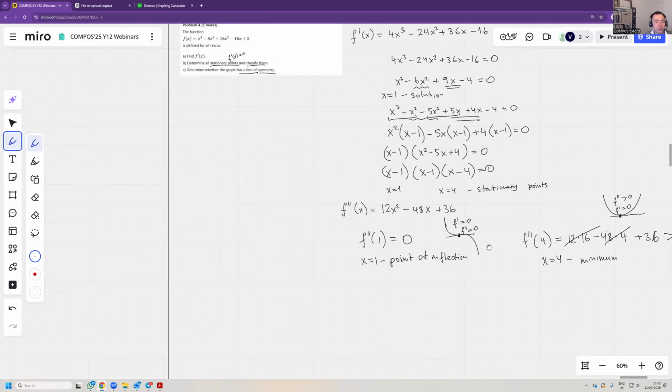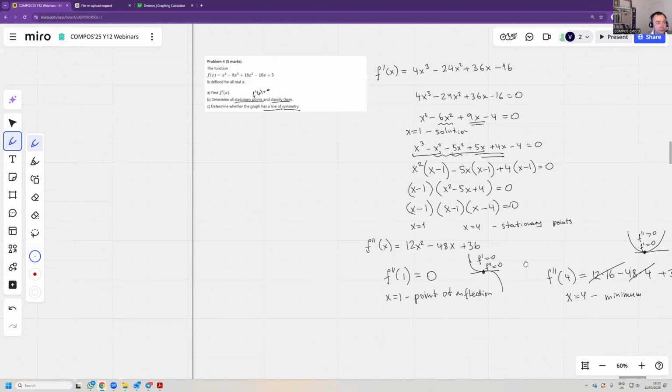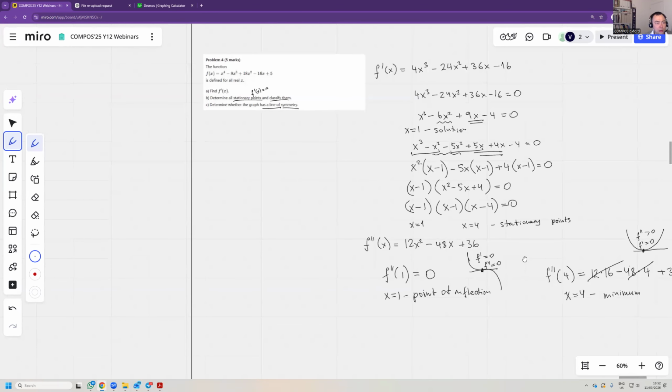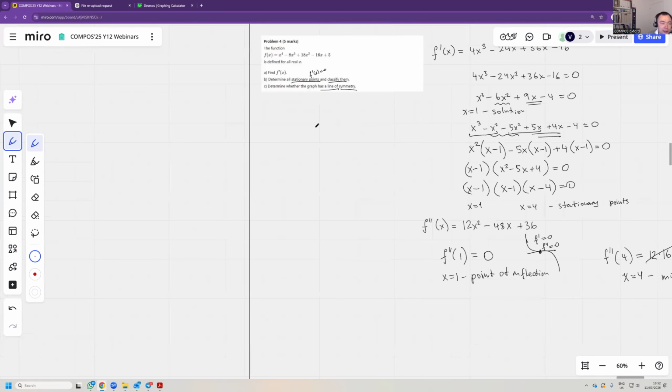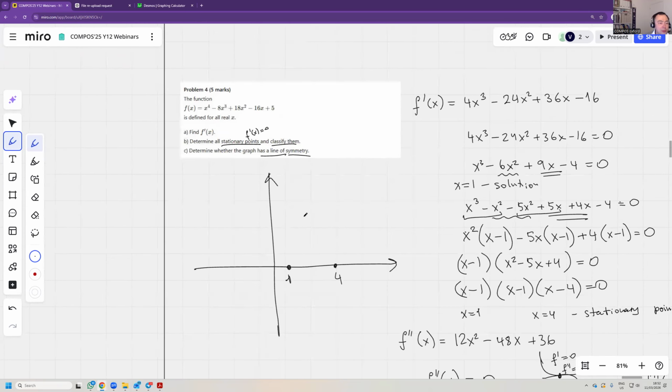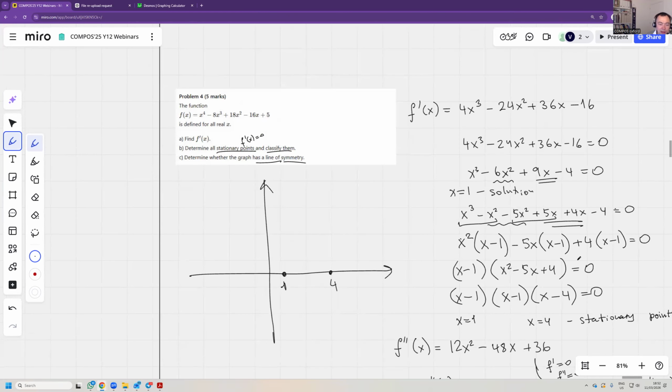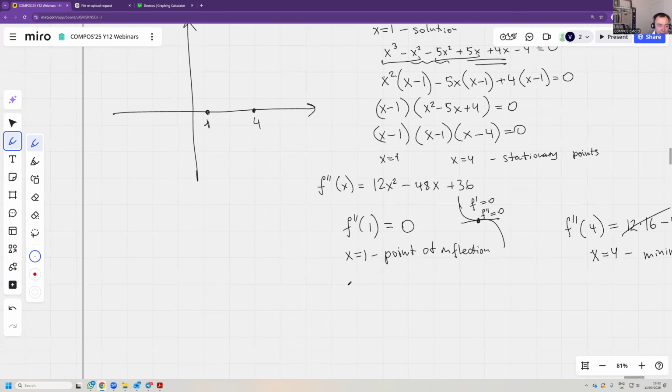Lovely. Okay. So I can sort of draw this graph. So we have two interesting points, 1 and 4. Well, I would probably need to find f of 1 and f of 4. F of 1.